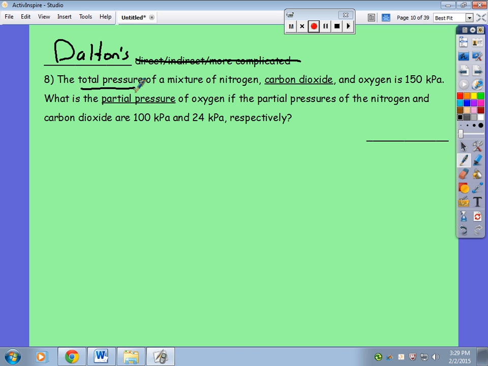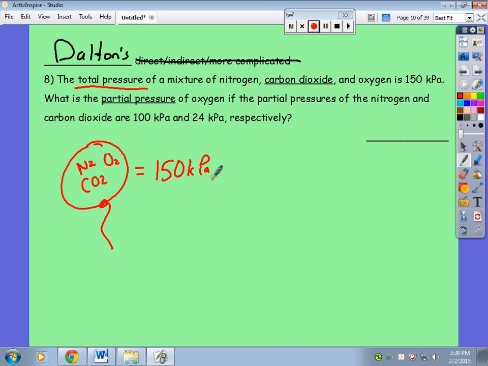Let me go ahead and use a different color here. I have a total pressure. Total pressure of a mixture of nitrogen, carbon dioxide, and oxygen. So I have a balloon or a container or something, and I have nitrogen, carbon dioxide, and oxygen inside. The total pressure is equal to 150 kPa. That's my total pressure.